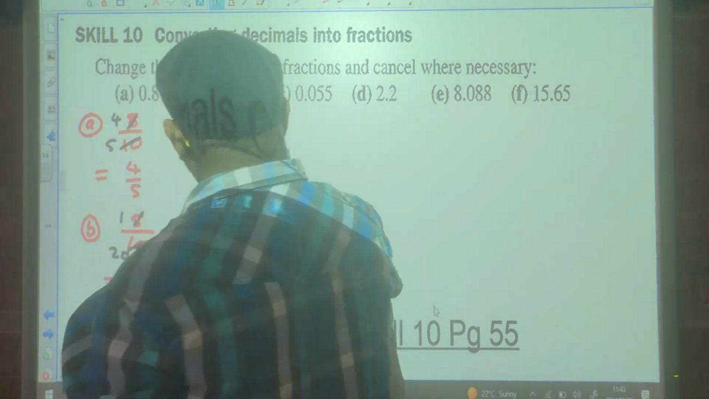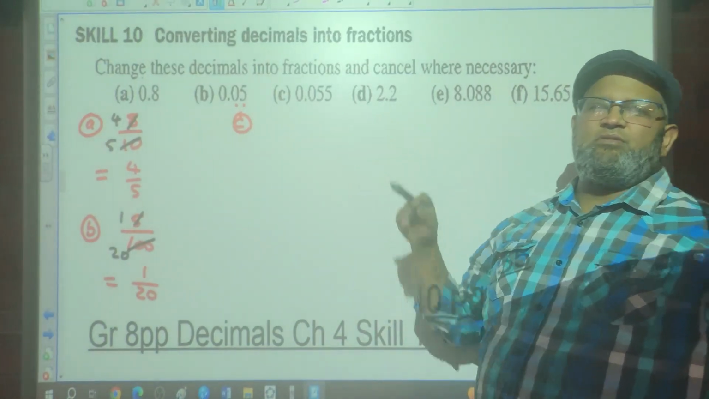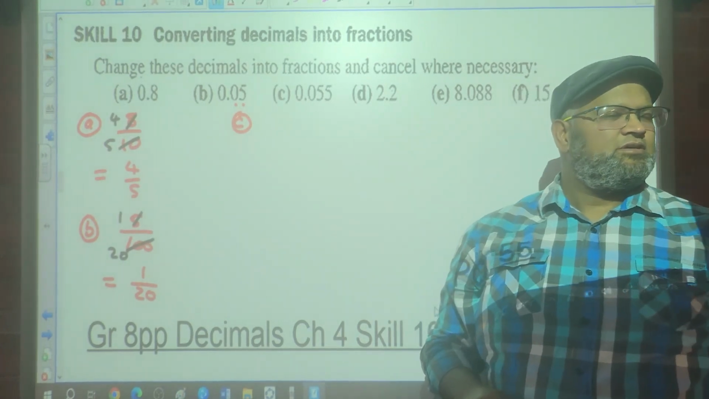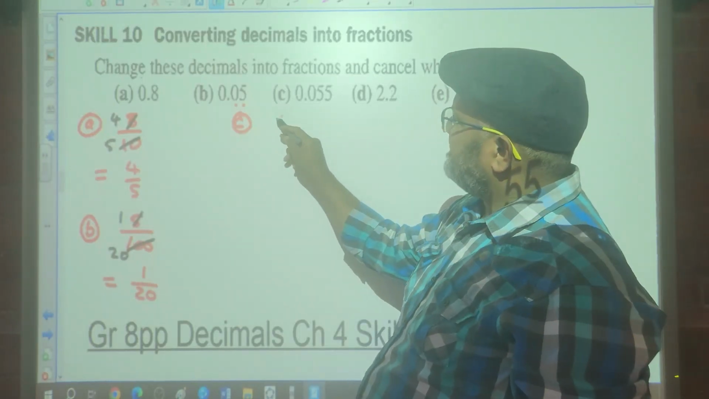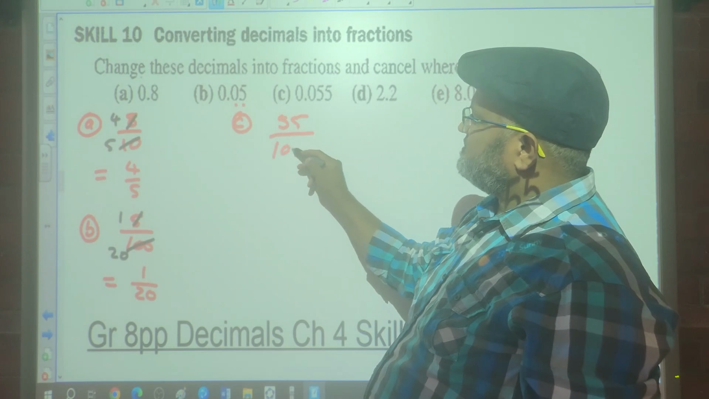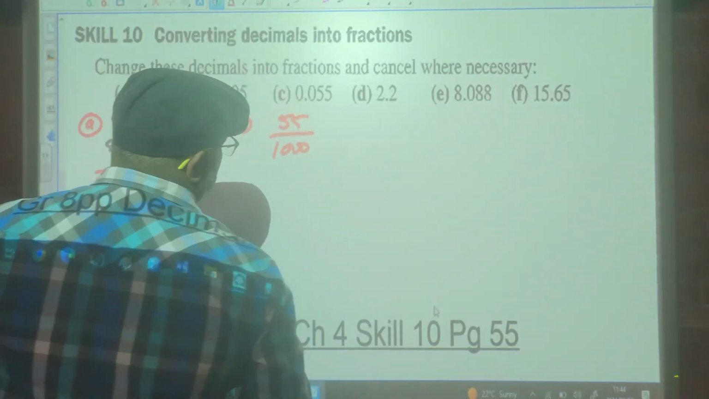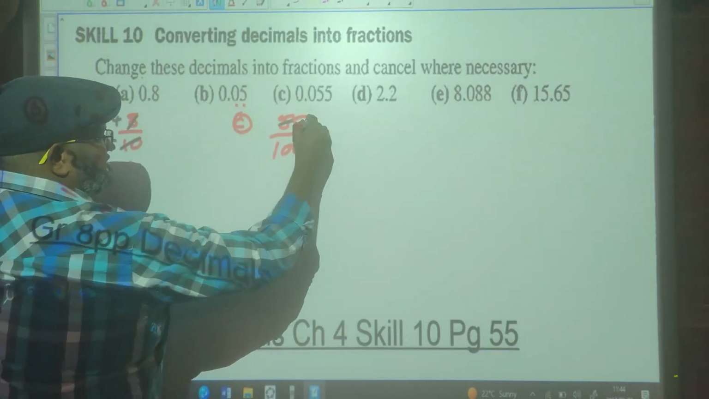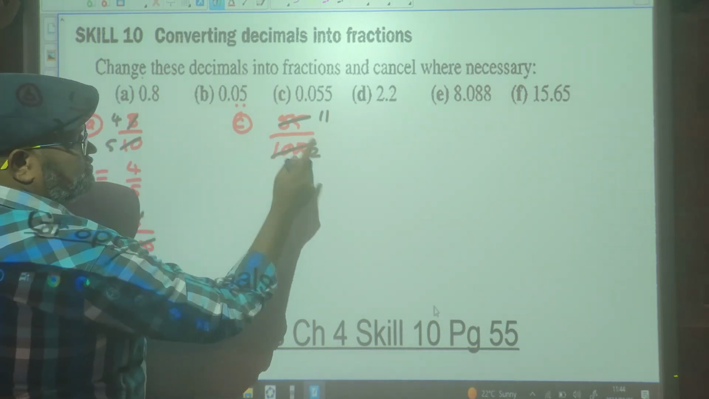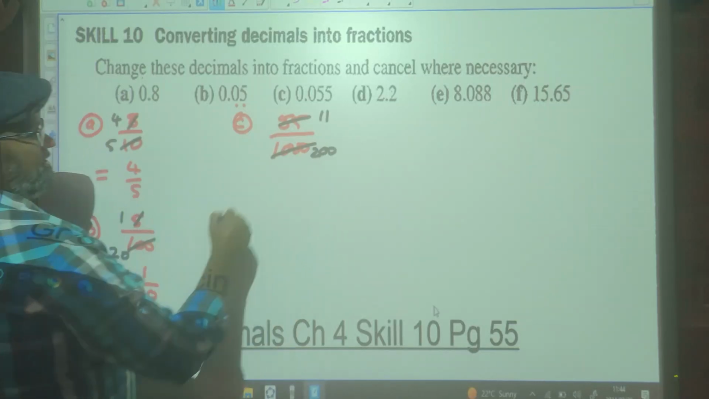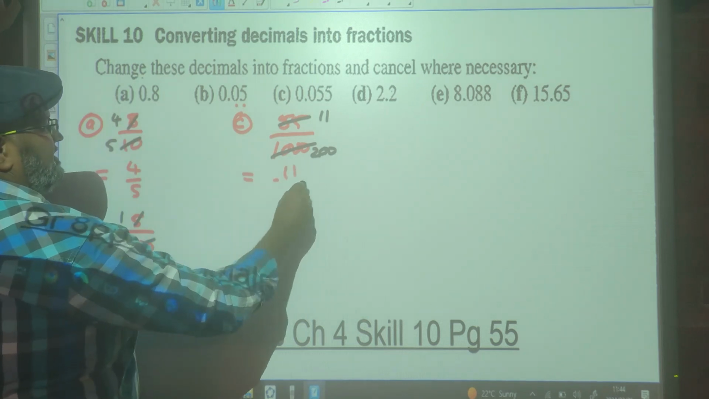Right, let's look at C. We've got 0,055. So how many digits are there after the comma? 3 digits. Okay, so that's going to be 55 over 1000, as there are 3 zeros. What number goes into 55 and into 1000 without remainder? 5. 5 goes into 55 11 times, 5 goes into 100 20 times, and 5 goes into 1000 200 times. Right, you all okay with that? The answer, of course, is 11 over 200.